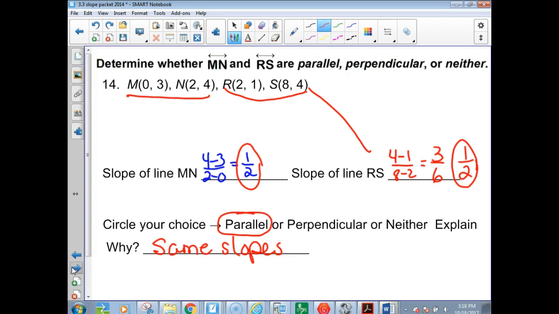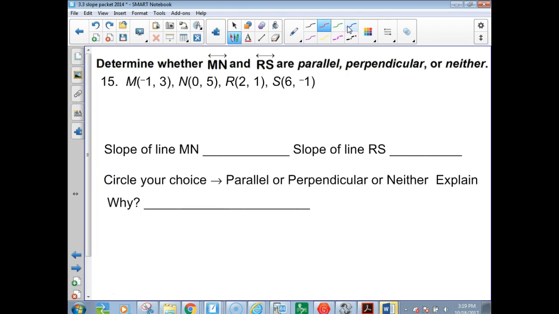Slopes are equal, whatever wording you use, that means the same, they have equal slope. So let's try 15. MN, going to find the slope, 5 minus 3, subtract those y's, 0 minus -1. Well, that's 2 over 1, which is just 2. Slope for line RS.